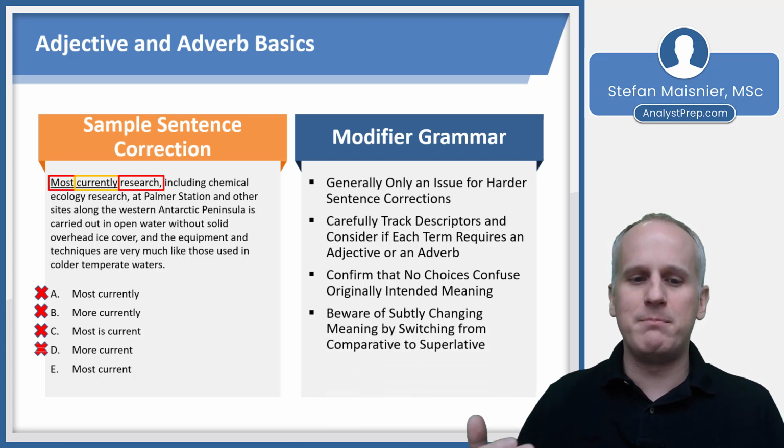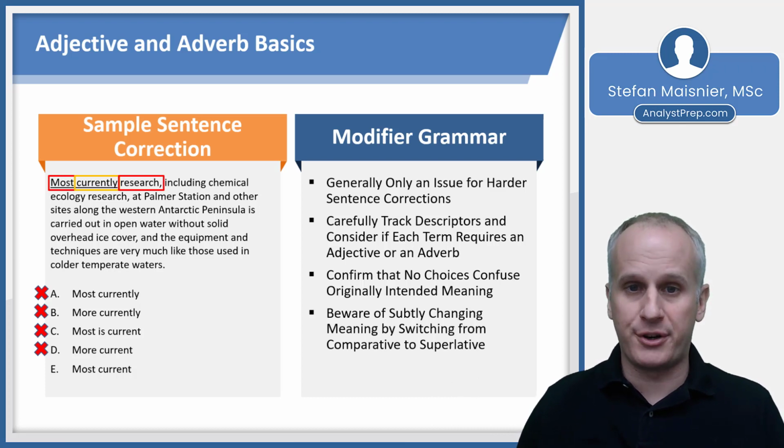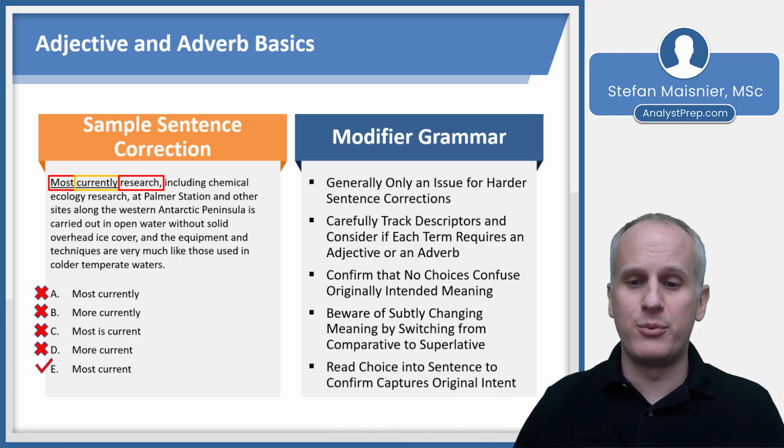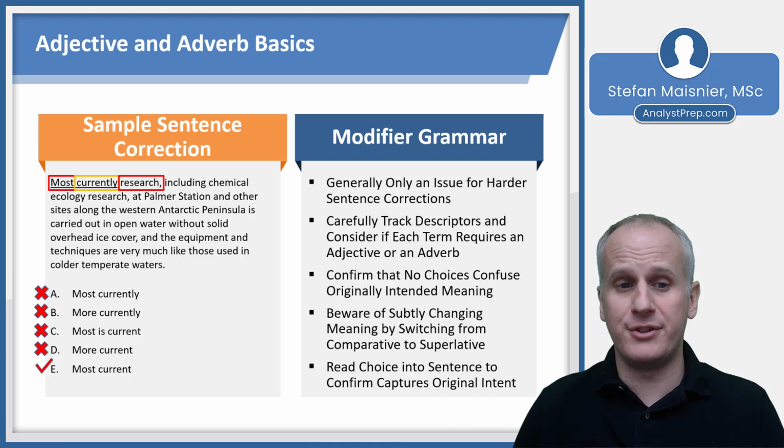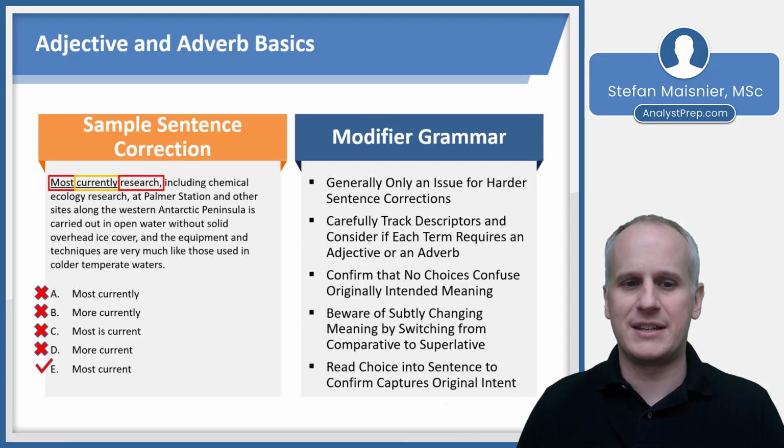Then we have to beware of subtly changing the meaning from the comparative to the superlative. So we have "more current" versus "most current." The original said "most current," so we can't subtly change to "more current." And then, of course, we read our sentence back into the original to confirm that it captures the original intent. Most current research, including chemical ecology research at Palmer Station and other sites along the western Antarctic Peninsula, is carried out in open water without solid overhead ice cover, and the equipment and techniques are very much like those used in colder temperate waters.